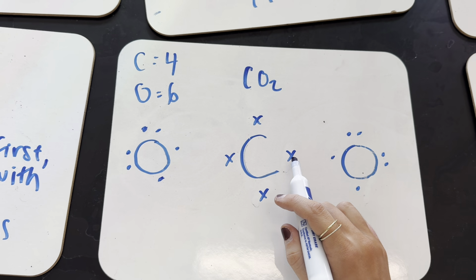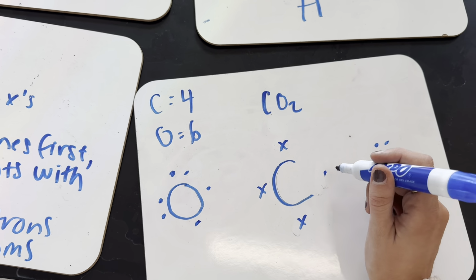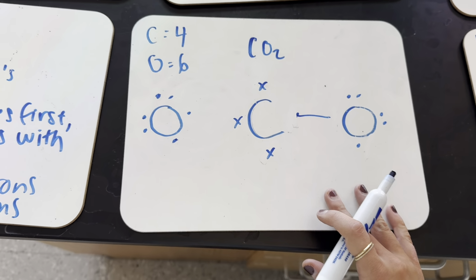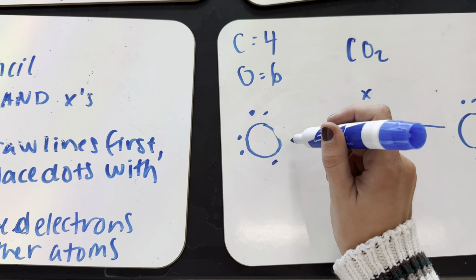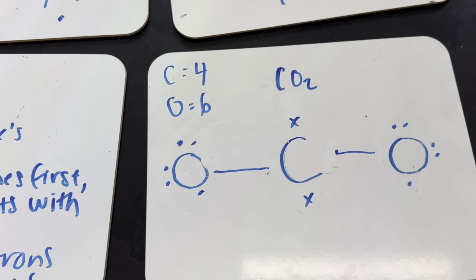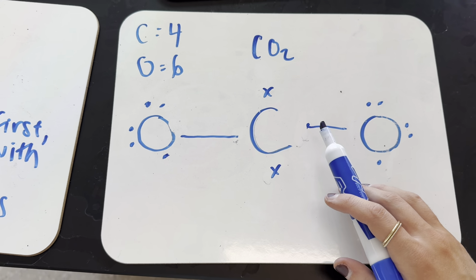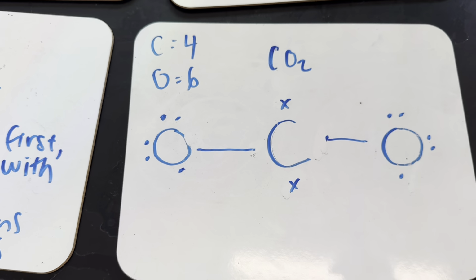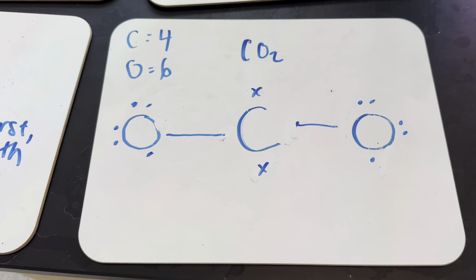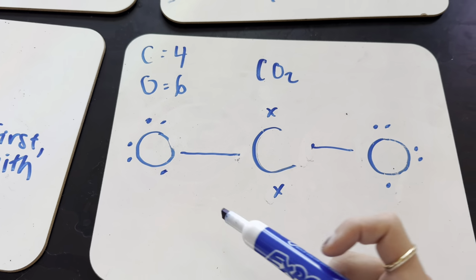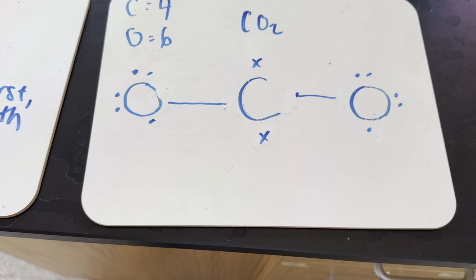And then I need to find a way to bond it to get to 8. So I see a pair right here. I see an X and a dot that I can pair up and turn into a line. So I'm going to do that. I see another dot and X I can turn into a line. So I'm going to do that. And now I'm going to count, and I'm going to see how many I have surrounding my carbon. I have 1, 2, 3, 4, 5, 6. So I only have 6 electrons surrounding carbon right now. That's not good. I need more than that. If I was to count around oxygen, I still would not have enough. And so I need to find more ways to bond.